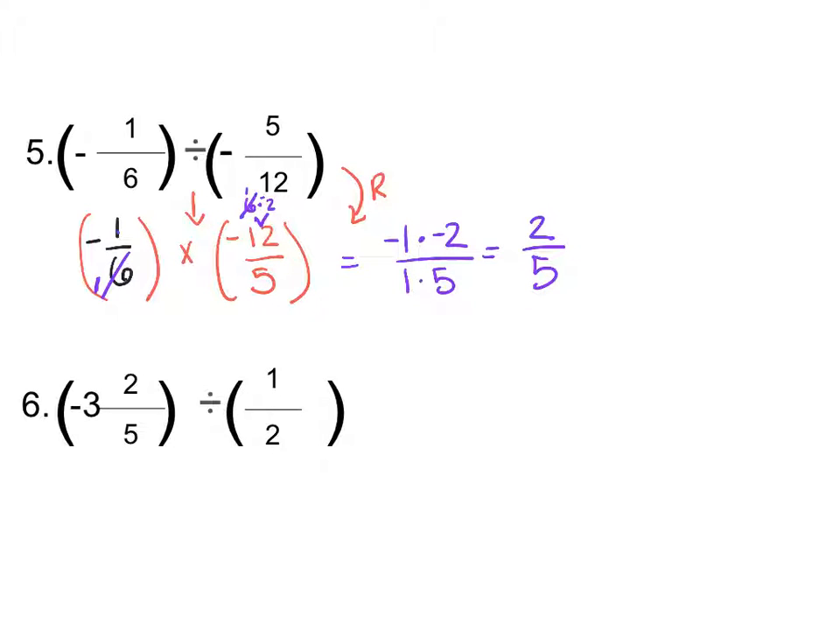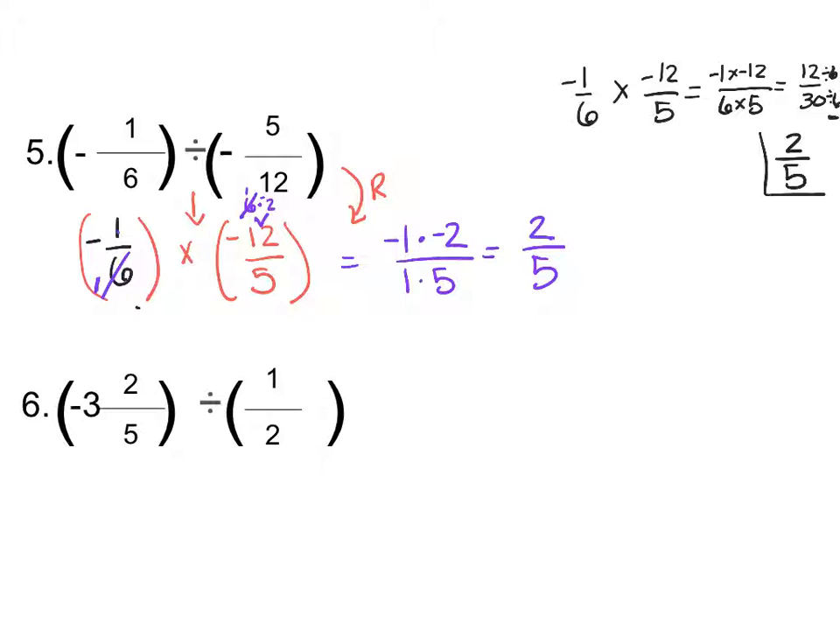Or what you could do, instead of doing that second step, so I have negative 1/6 times negative 12/5, you can just multiply straight across. So negative 1 times negative 12 over 6 times 5. So you get 12/30, and then you can simplify by dividing by 6 on the top and 6 on the bottom. So here we're dividing 6 over 6 at the end, but before we did it at the beginning. So then you have 2 over 5. So it's 2/5. All right, let's look at this next one.